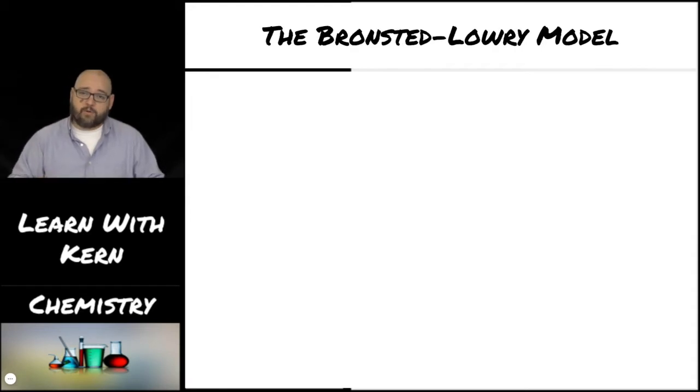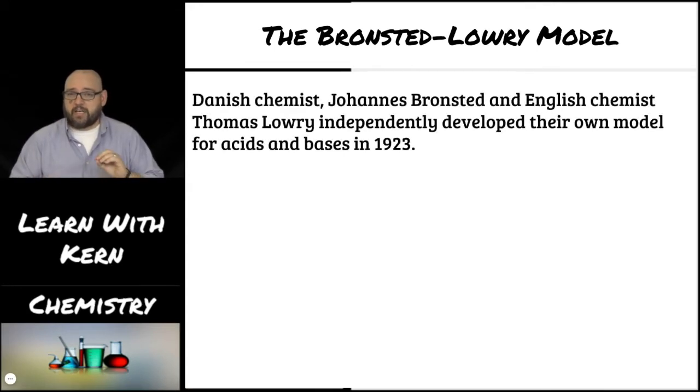The Bronsted-Lowry model looks at things a little bit differently. Same basic idea, but it just looks at it from a different perspective. It was created independently by both Danish chemist Johannes Bronsted and an English chemist named Thomas Lowry in 1923. They did this independently, so they didn't really work together. They both published their papers, and so we named it together.